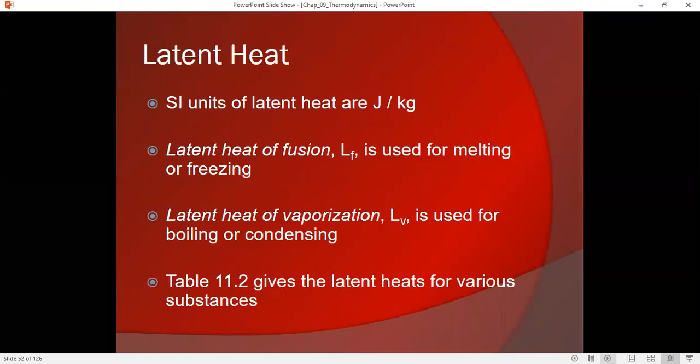Now again, latent heat, the units for latent heat are joules per kilogram. Latent heat and specific heat are not energy, okay? They're a measure of how much energy is needed for a specific thing to happen. For instance, specific heat is how many joules per kilogram degree centigrade. Latent heat is how many joules we need per kilogram to make a phase transition from one phase to another phase.